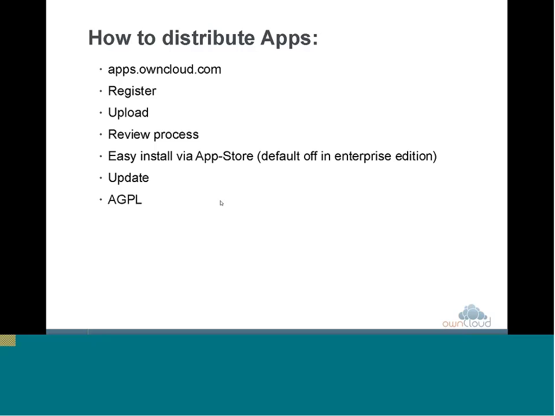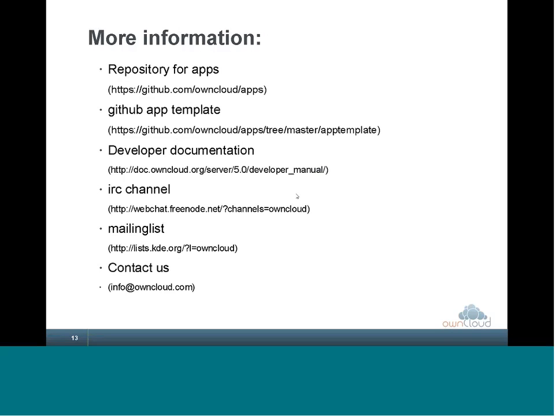Okay, next slide. As I said, I don't want to do a complete course on how to develop software here, but there is plenty of information available online. For example, we have this repository for apps on GitHub, github.com/owncloud/apps. If you go there, you see a huge list of all kinds of apps developed by the community. You can look around, see how it works, use them, improve them, and you can also put your own app into this repository.